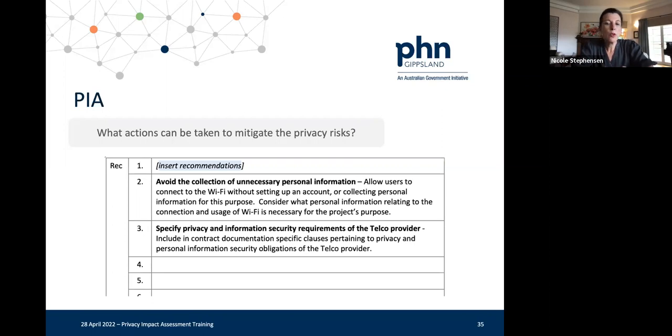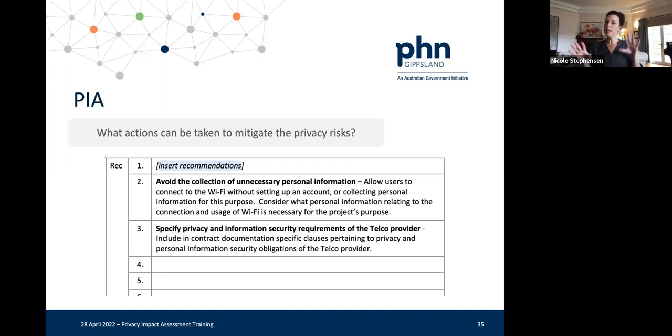And then also considering what personal information relating to connection and usage of Wi-Fi is necessary for you to have. So one is, do they need to set up an account in the first place, or can they just click and join? And second is, in the event that you're going to be collecting that background information about their Wi-Fi usage, how much of that is really necessary for you?